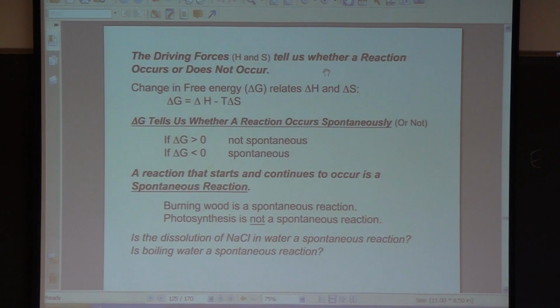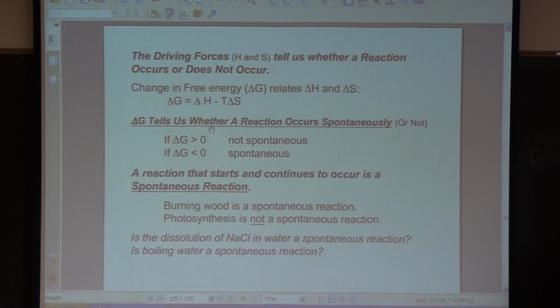Now, these driving forces, enthalpy and entropy, tell us whether a reaction occurs or does not occur. So we can relate entropy and enthalpy by this new quantity, free energy. So if we look at the change in free energy, that's related to the change in enthalpy and the change in entropy by this formula. So delta G is equal to delta H minus T delta S.